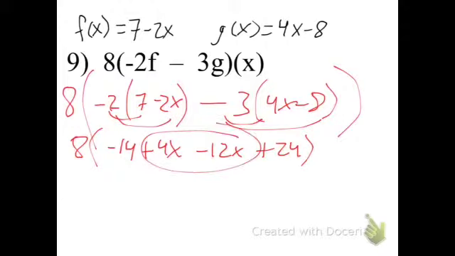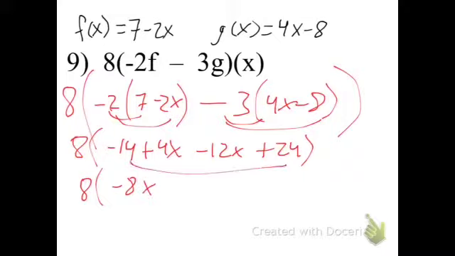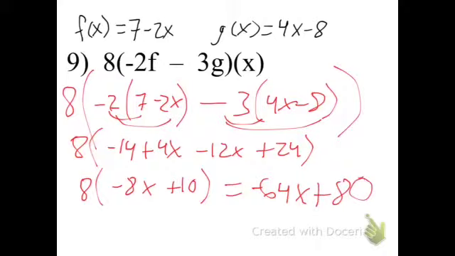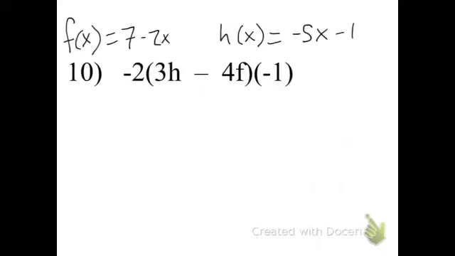Combine like terms. That in the middle is going to give you -8x. 14 and -14 and positive 24 is going to give you 10. And now you can distribute the 8 through to give you -64x plus 80. Bam. 9.